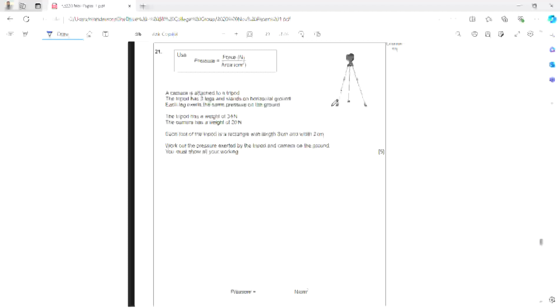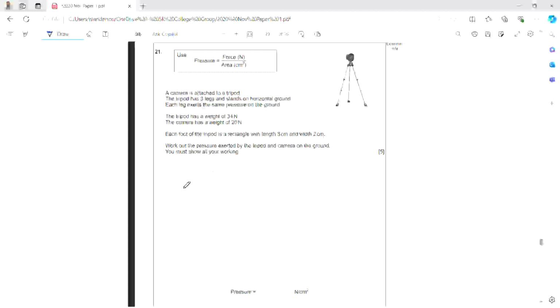Use the formula pressure equals force divided by area. A camera is attached to a tripod. The tripod has 3 legs and is standing on the horizontal ground. Each leg exerts some pressure on the ground. The tripod has a weight of 34 Newtons and the camera has a weight of 20 Newtons. Each foot of the tripod is a rectangle of length 3 and width 2. Work out the pressure exerted by the tripod on the ground. You must show all your working.